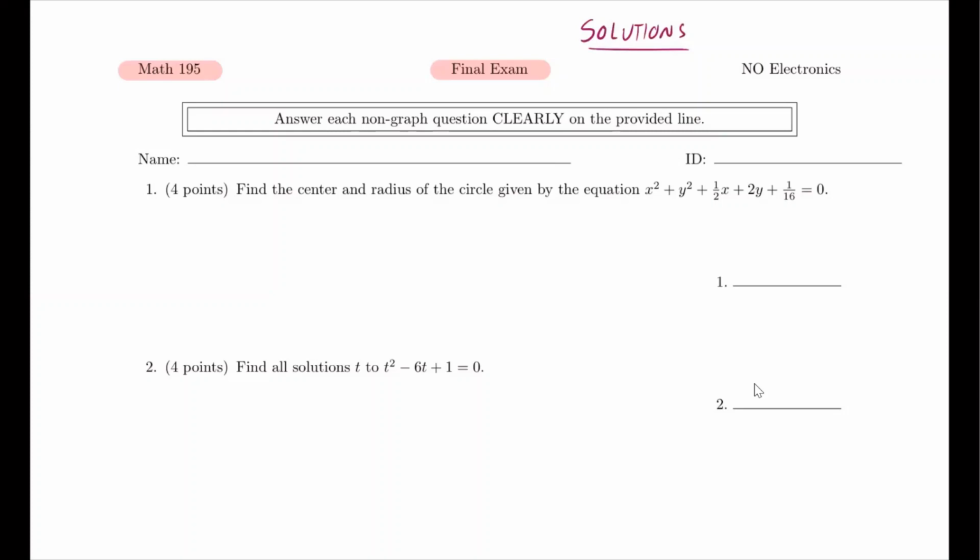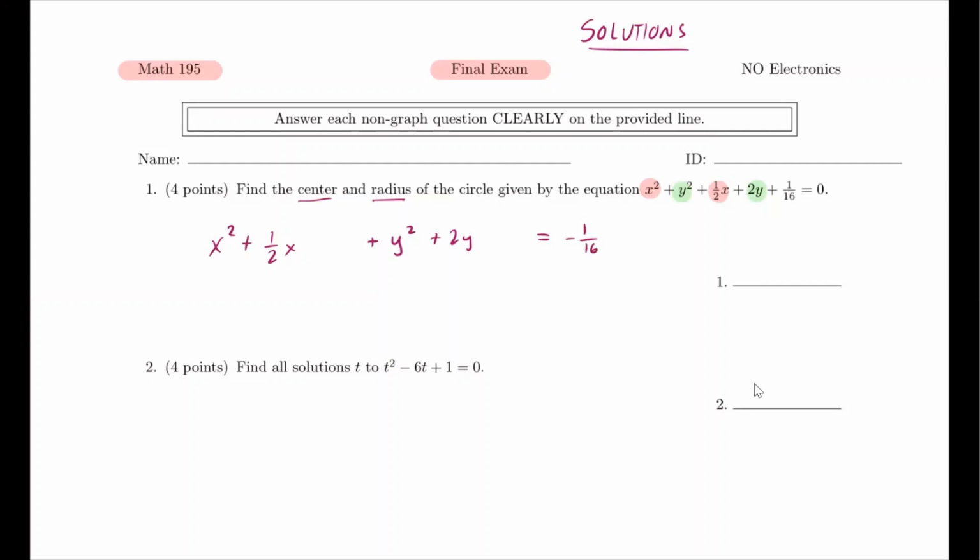For number one, we're going to find the center and the radius of the circle given by this equation. All right, so we're going to have to complete the square. Let's go ahead and do that. So I'll rearrange the terms. I will put the x terms next to each other and the y terms next to each other. And the constant, I'm going to move it to the other side. So we will have x squared plus 1/2 x, leave a space, plus then the y terms. We have y squared plus 2y, leave a space, equals to 1/16. I'm going to subtract it, so it'll be negative 1/16 to the right-hand side.